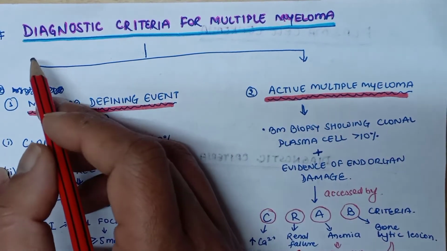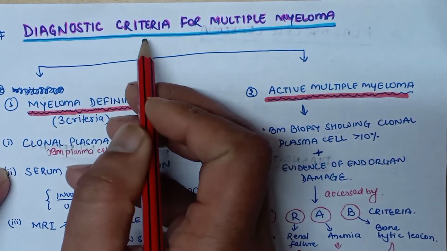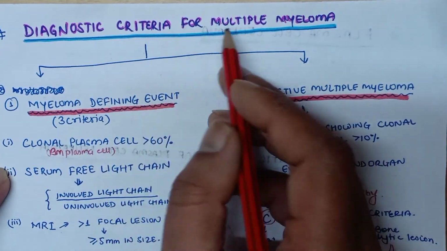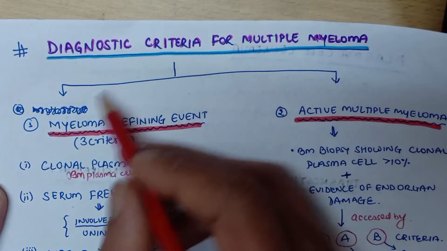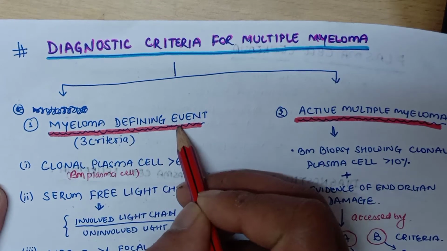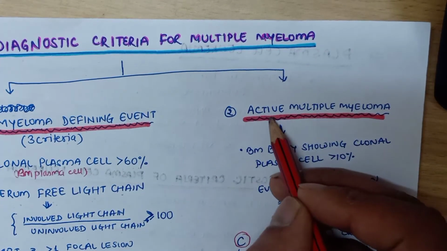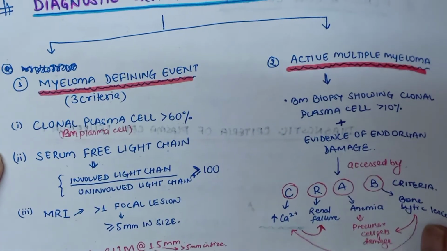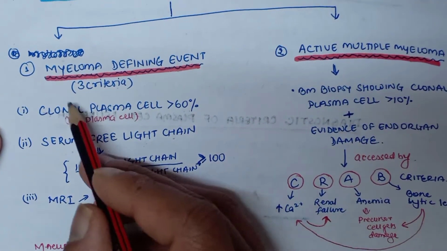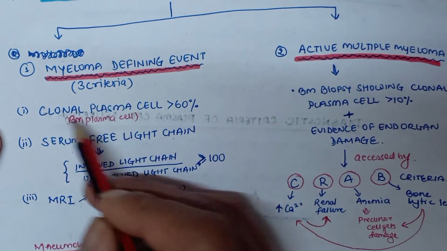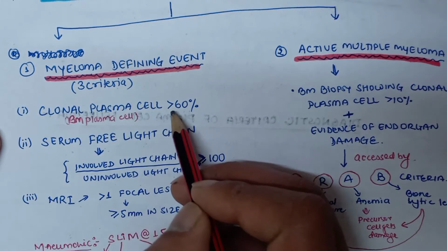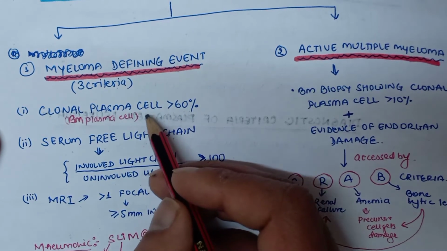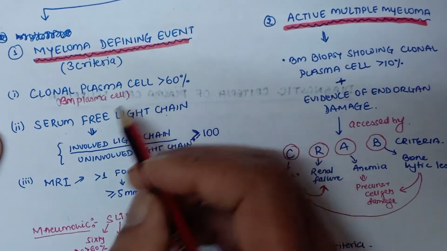Now, what is the diagnostic criteria for multiple myeloma? They can be myeloma defining events or they can be active multiple myeloma. So myeloma defining events have three criteria. Clonal plasma cell should be more than 60%. That is, bone marrow plasma cell should be more than 60%.